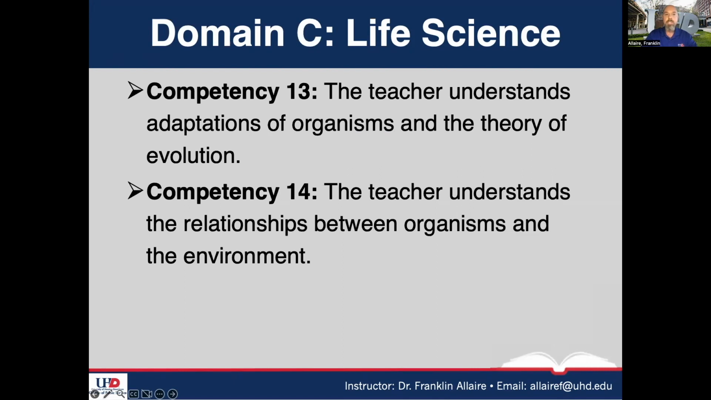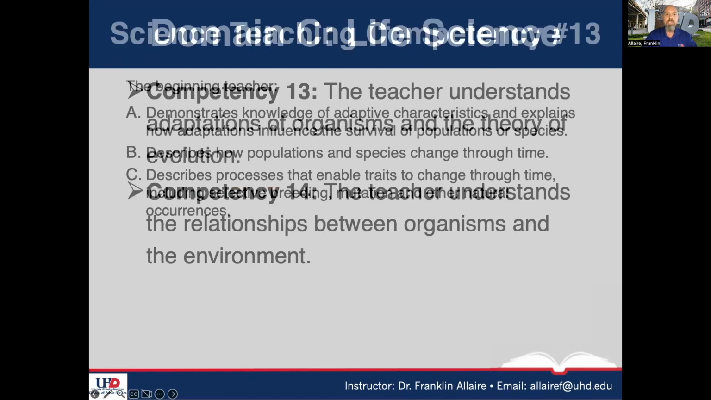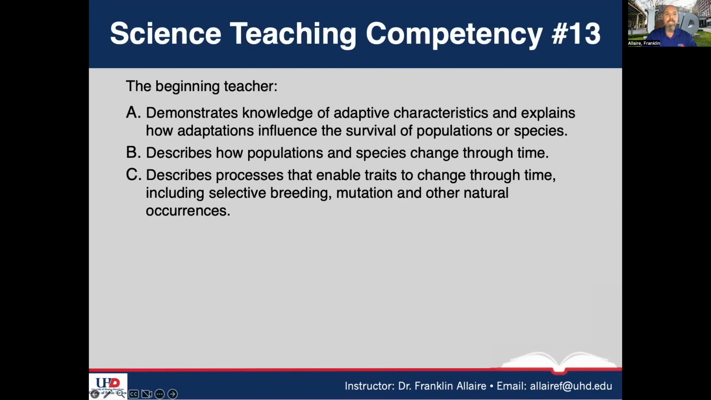The sub-competencies for Science Teaching Competency 13 say the beginning teacher demonstrates knowledge of adaptive characteristics and explains how adaptations influence the survival of populations or species, describes how populations and species change through time, and describes processes that enable traits to change through time, including selective breeding, mutation, and other natural occurrences.